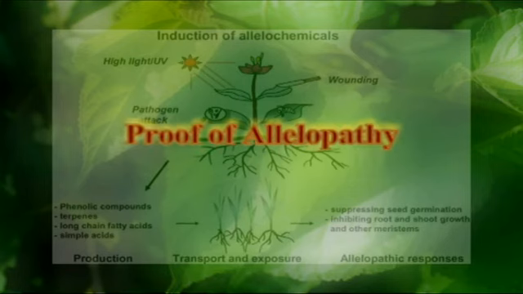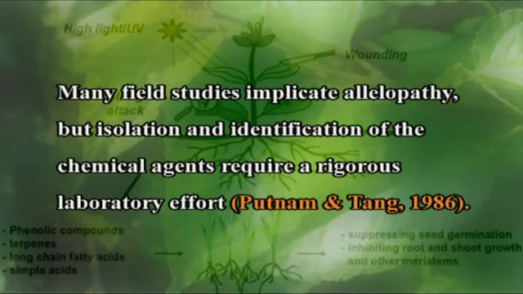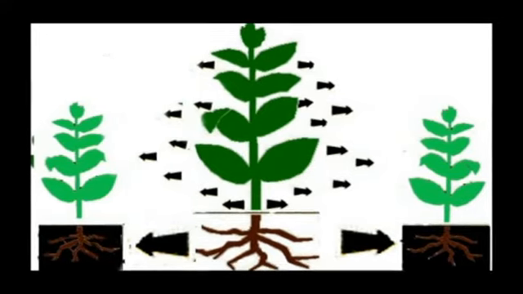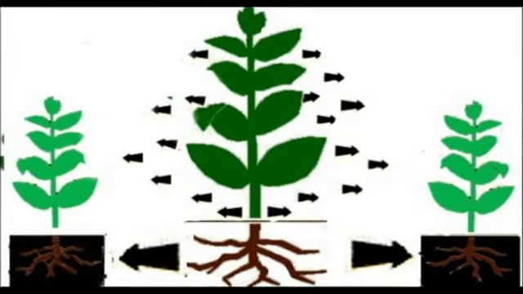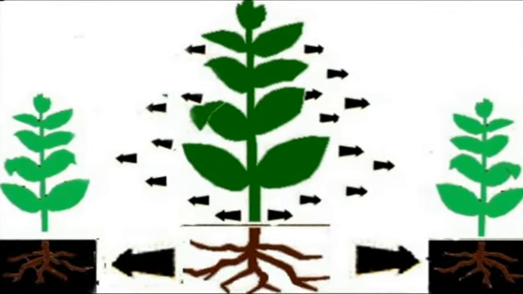Coming to proof of allelopathy. Many field studies implicate allelopathy, but isolation and identification of the chemical agents require rigorous laboratory effort, as shown by Putnam and Tang in 1986. It is extremely difficult to prove that any deleterious effect is due to allelopathy rather than to competition for essential products. Numerous studies have provided evidence, but seldom has a specific protocol been followed to achieve convincing proof.